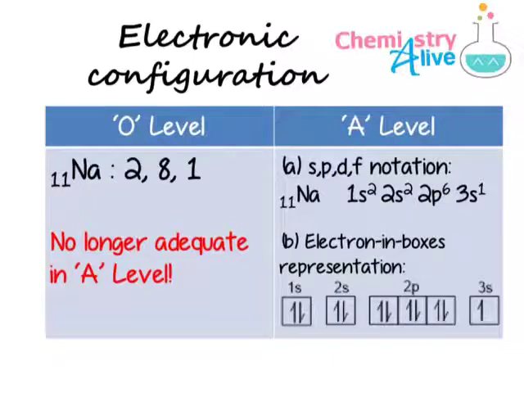Take for example, sodium. To write the electronic configuration for sodium in O level, we were taught to write it as 2, 8, 1. However, this way of writing electronic configurations is no longer adequate in A level. In A level, it is compulsory for us to illustrate how the electrons are distributed in the subshells and orbitals respectively. There are usually 2 ways in which we can illustrate it, namely SPDF notations and electron-in-boxes representations.